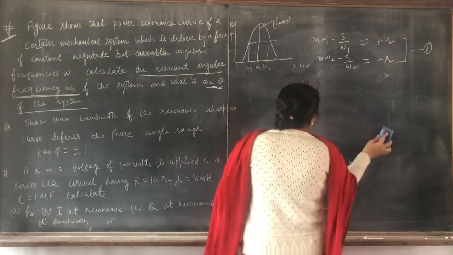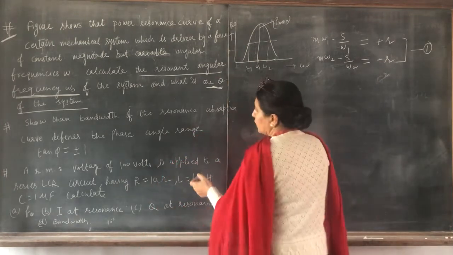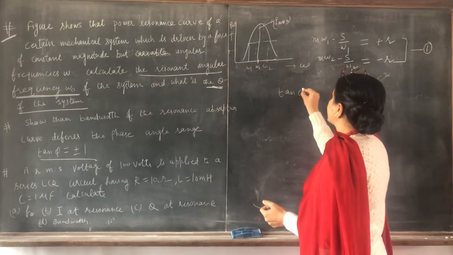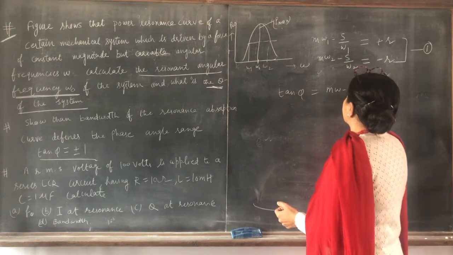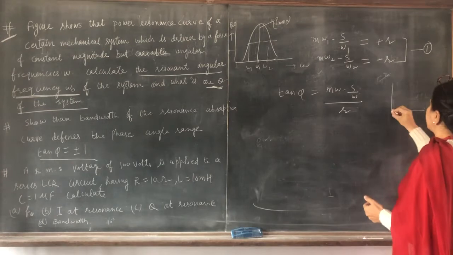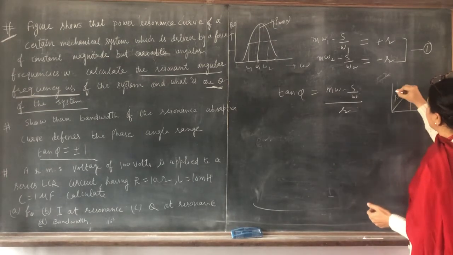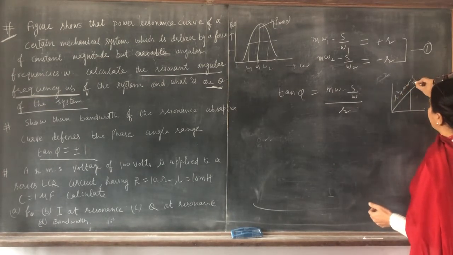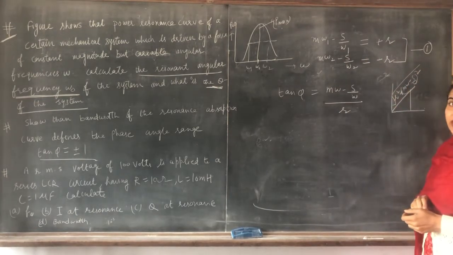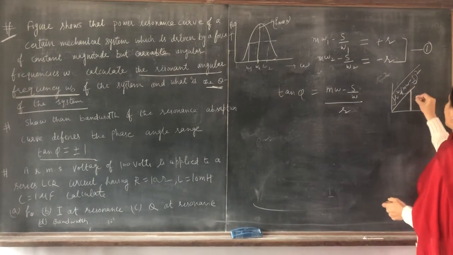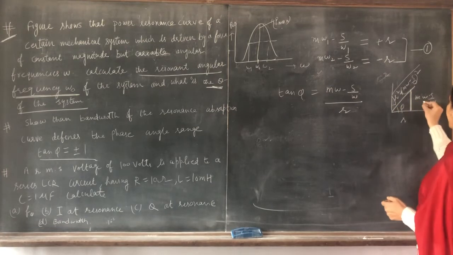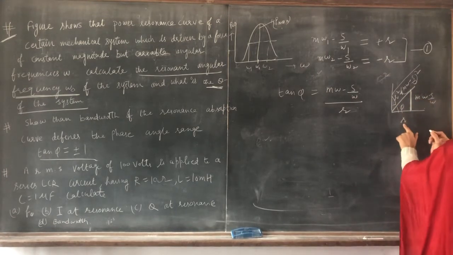Now we have to find out that tan phi is equal to plus minus 1. Tan phi is equal to (M omega minus S over omega) upon R. We know that Zm is the square root of R square plus (M omega minus S over omega) whole square. Clear? So this side is M omega minus S over omega, this is R, and this is phi.